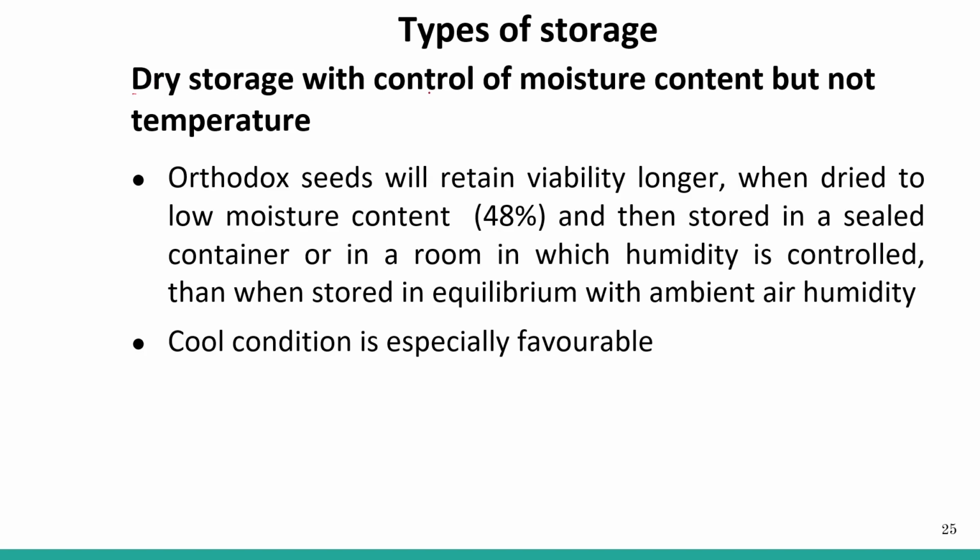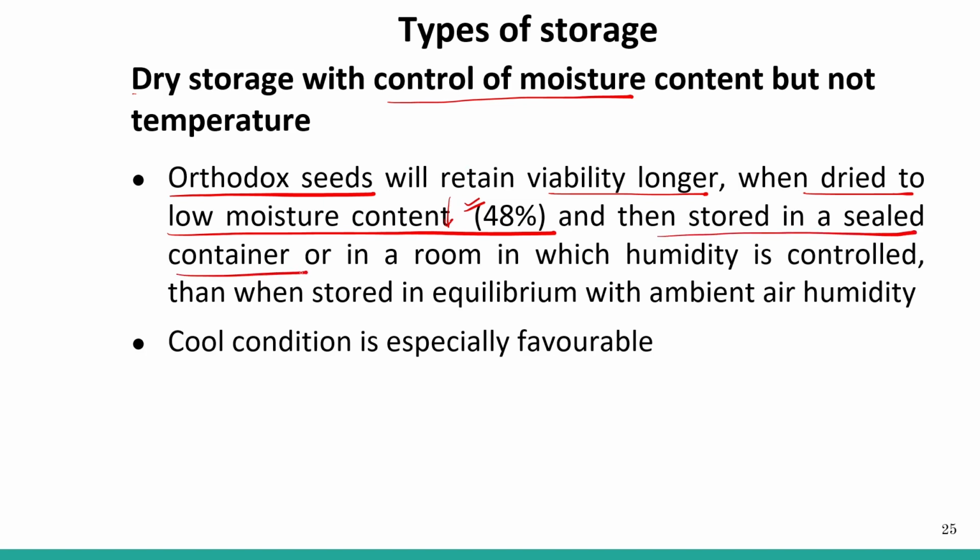Now, dry storage with control of moisture content but not the temperature. The orthodox seeds will retain viability longer when dried to a low moisture content, that is 4 to 8%. So the moisture content is reduced to a great level and then stored in a sealed container. This time the containers are not open, or are in a room in which the humidity is controlled, and you can store it in a room in which you can maintain the humidity.